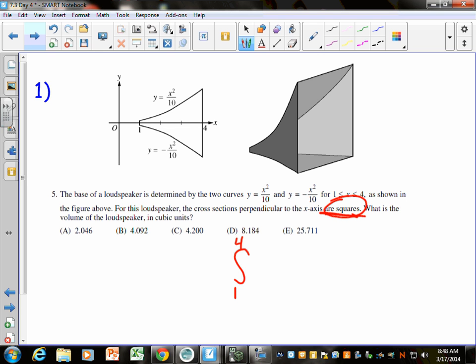Because we're talking about squares, we need the area of a square, which is just the side squared. What do you think the side of the square is going to be of this?